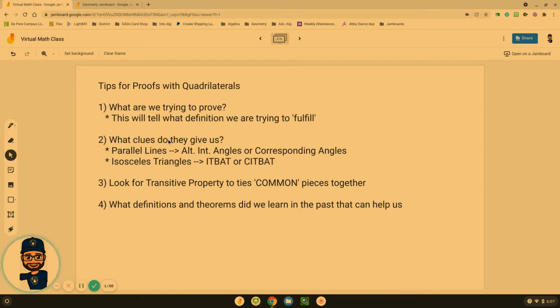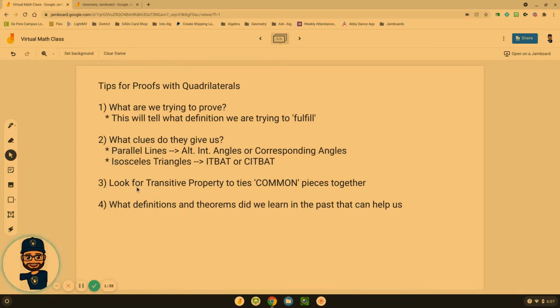Second, what clues are they giving us? Parallel lines. If they tell us something about parallel lines, we should be thinking alternate interior angles or corresponding angles, right? Showing that those are congruent to each other, or vice versa. Do they give us an isosceles triangle somehow, which helps me to show the angles or the sides are congruent using ITBAT and SITBAT, right? So using some of those clues as to what they give us.